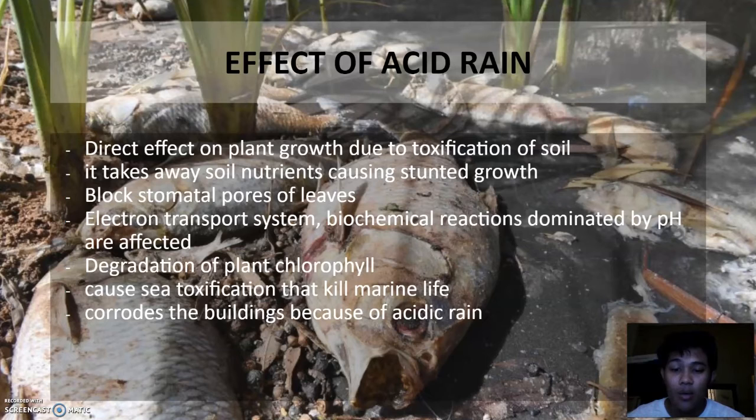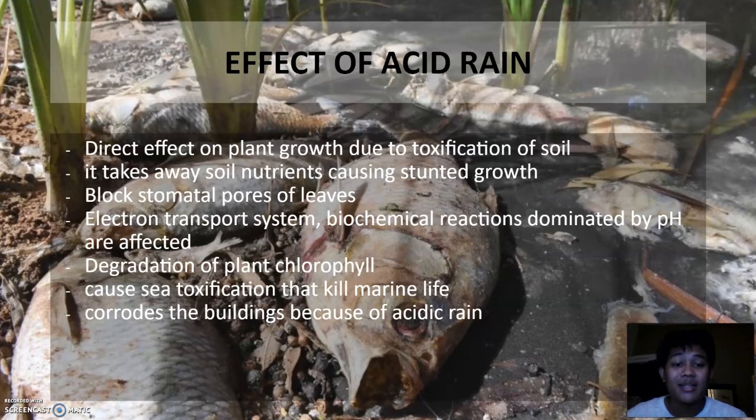This happens when acid rain corrodes the surface cells on the leaf and blocks the pores, and the stomatal function will be affected. Thirdly, the biochemical reactions that occur in the plant will be affected. This is when the electron transportation system is affected by the changing of pH level in the plant.